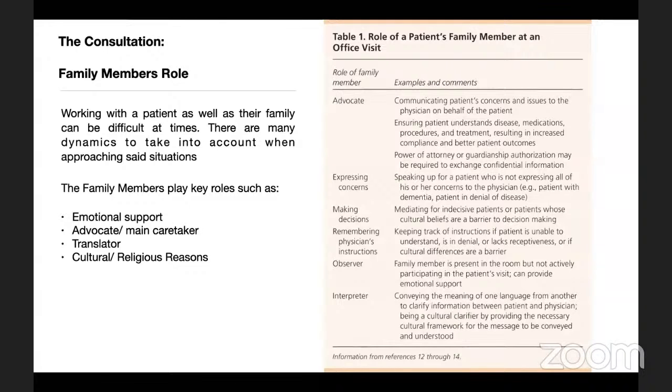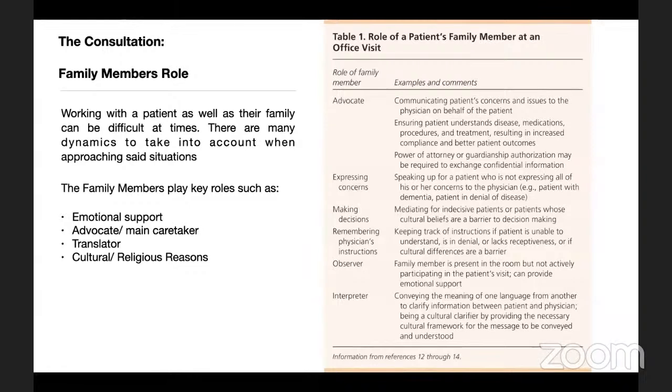Another and ever-prevalent reason a family member may be present during visits may be due to them needing someone to translate, so immigrants who don't speak a common language with the patient and the doctor, or it could be due to cultural or religious beliefs, and each of these need to be taken into account by the treating physician and respected.